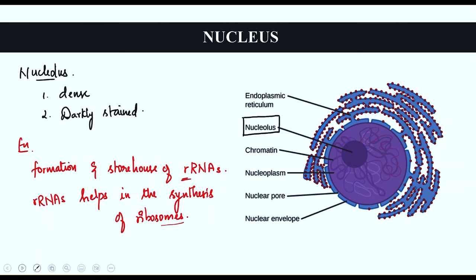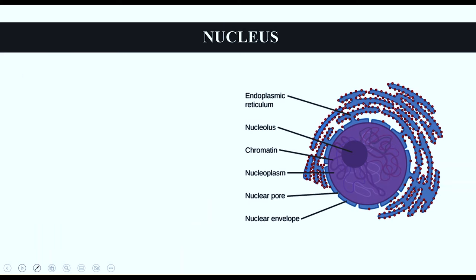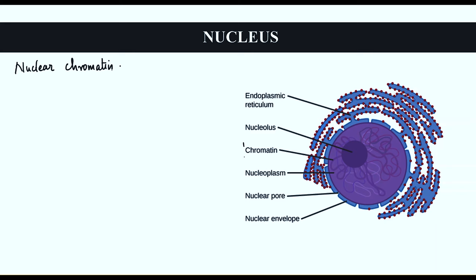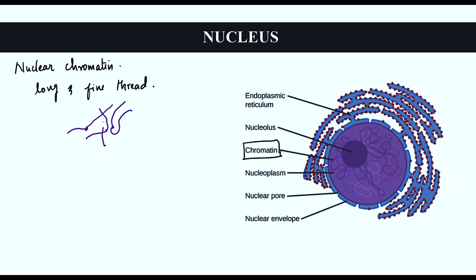Okay. Now let's move into the fourth component, that is nuclear chromatin. So where is the chromatin? Yes, here it is. This is also a darkly stained network, which is very long and it is a fine thread. So let me draw this chromatin here. No, it should be like this. So this is called as the chromatin.